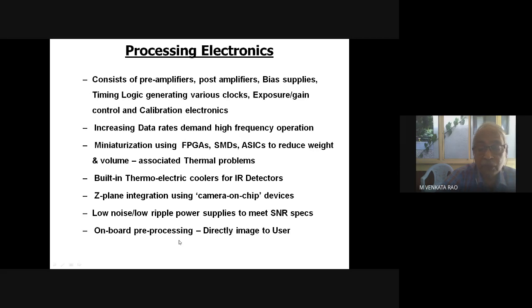Then onboard pre-processing. Of course, this is the ultimate. People are trying towards this. So you do the processing onboard itself. Normally, you send the raw data to ground, and then, as I mentioned earlier, you do some enhancing and all those things. So as much as possible, you process the data onboard itself, and directly you send the image data to the user. You can directly see the image on this computer. This is going to be the future.